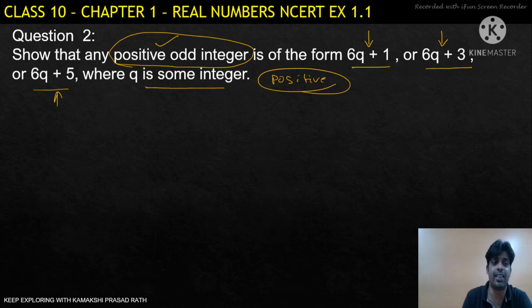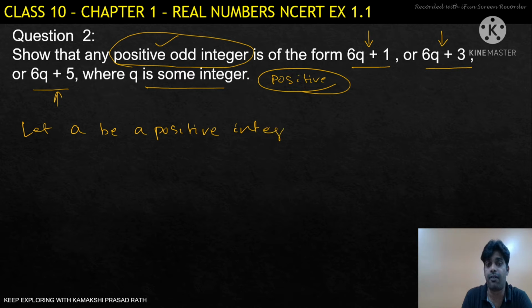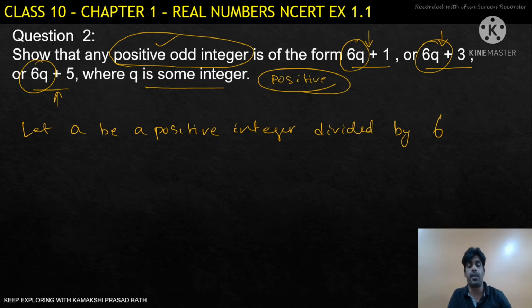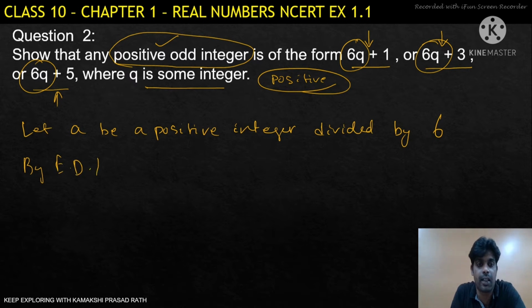So here, let a be a positive integer, and we will take it as divided by 6, because by seeing the form, it is easy to understand that an integer is being divided by 6. Now a is being divided by 6, so by using Euclid's division lemma, what do we get? a is equal to 6q plus r.